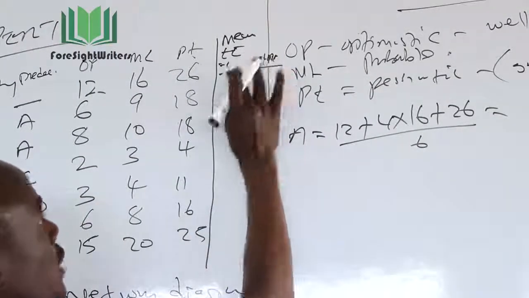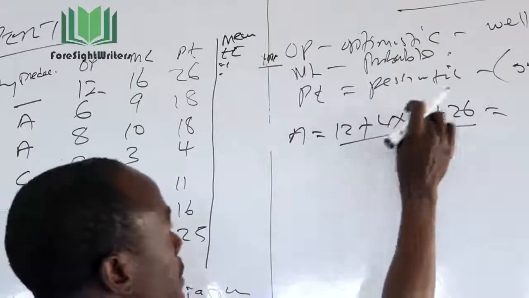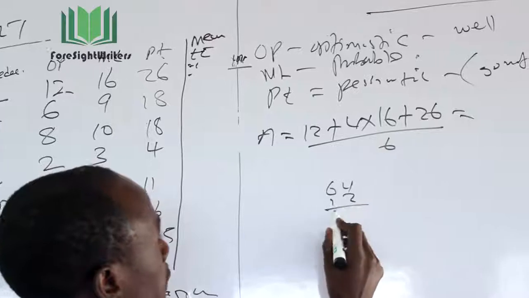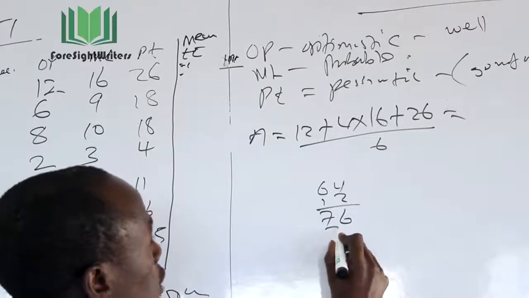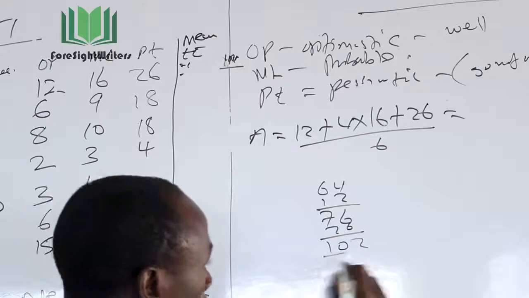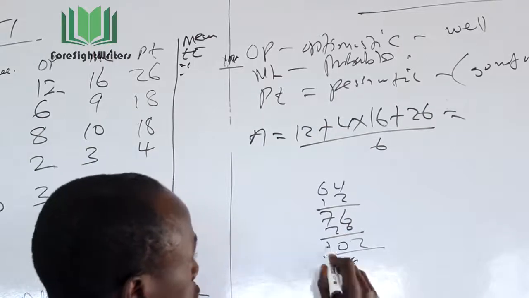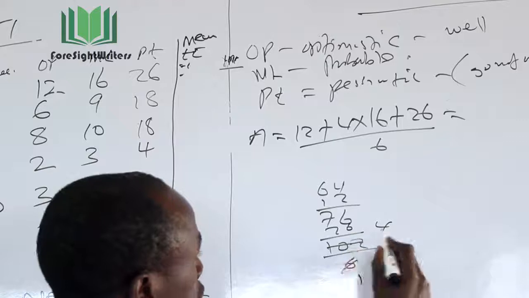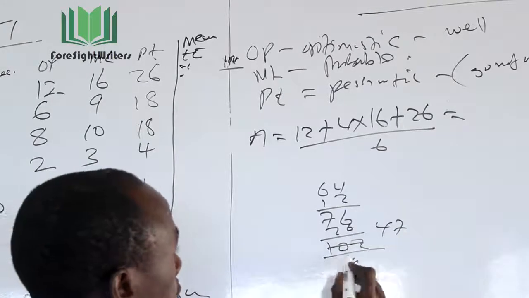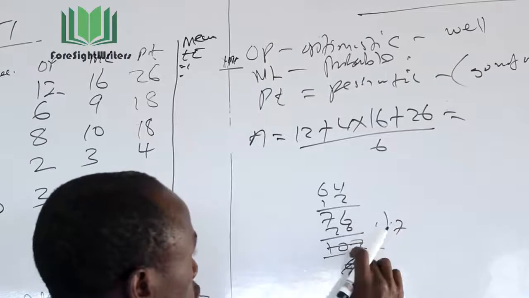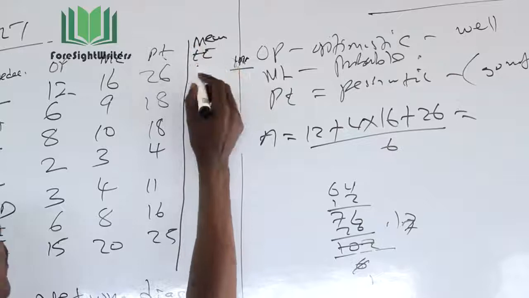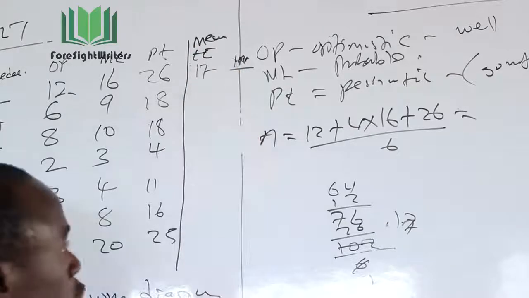So 4 times 16 is 64, plus 12 we have 76, plus 26 we have 102. So this 102, if you divide by 6, you get 17. So it means for activity A, the duration that will be represented is 17 days. We go to activity B.